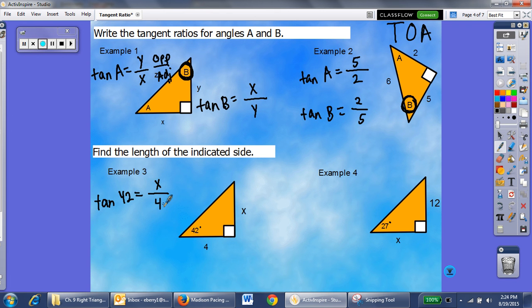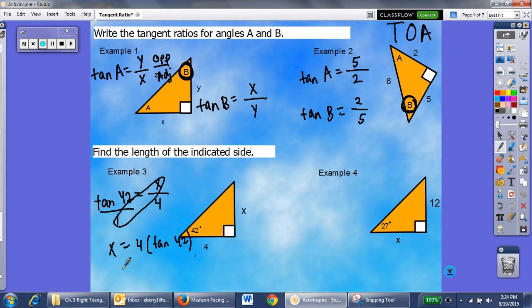To solve this, I always put a 1 on the bottom so that I have 2 fractions here, and you can just cross multiply. So we have x times 1, this part right here is x, and tan 42 times 4, so I'll write that as 4 times the tangent of 42.